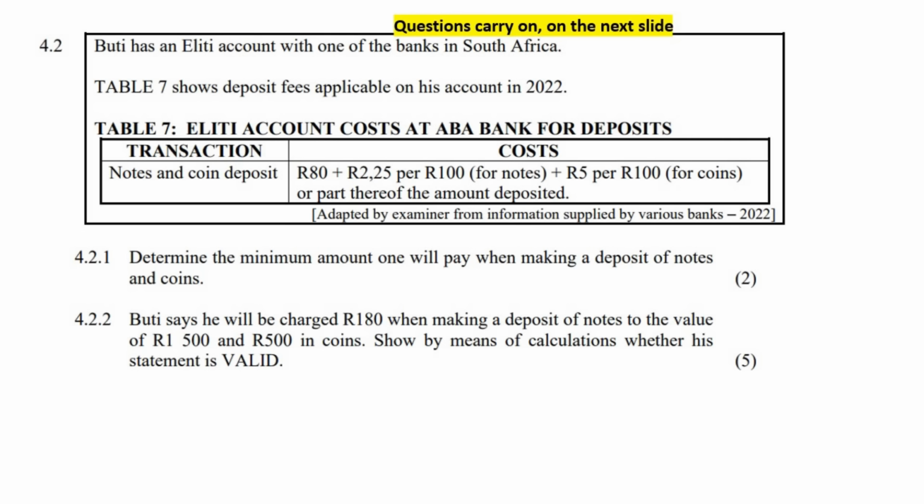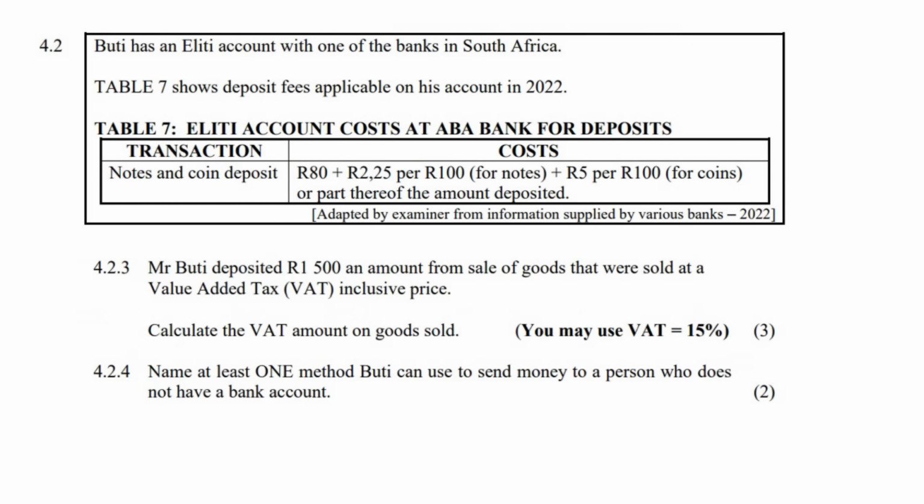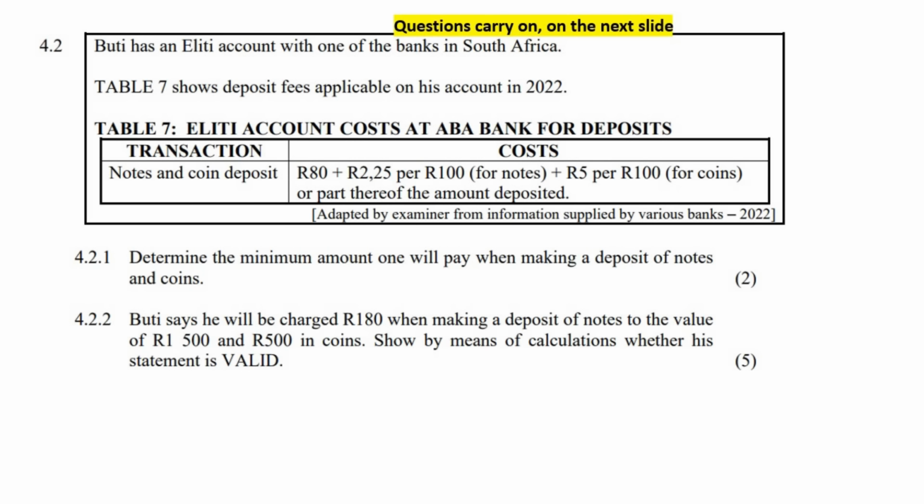So this question will be broken up into parts. So here's the first part. And then here's the next two questions. Okay, so Booty has an Elite account with one of the banks in South Africa. Table 7 shows deposit fees applicable on his account in 2022. So they're giving us some type of transaction.